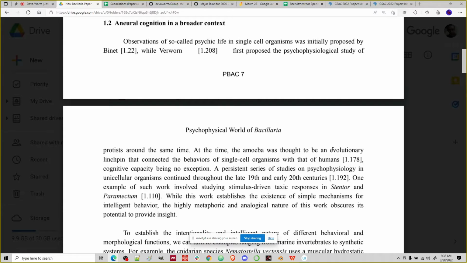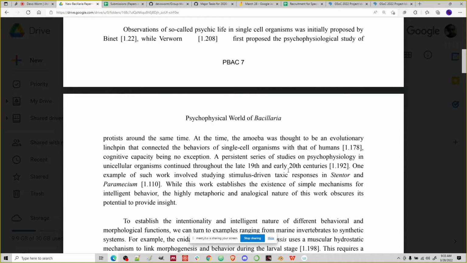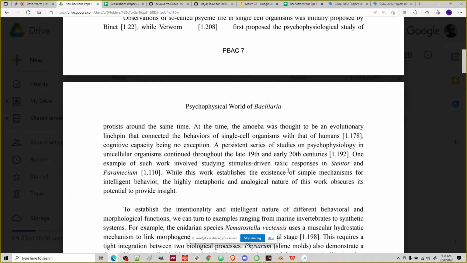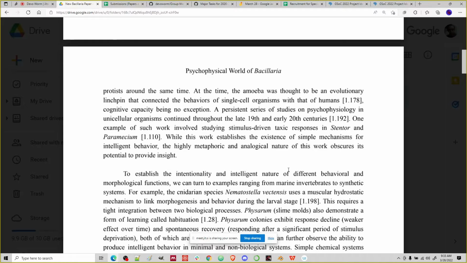And so there was some more work done on this. At that same time, the amoeba was thought to be an evolutionary linchpin that connected the behaviors of single-cell organisms with those of humans. So they said, well, we can use amoeba, which are these single cells, to tell us something about humans. Maybe that was not the best parallel, but this sort of work continued throughout the 20th century.